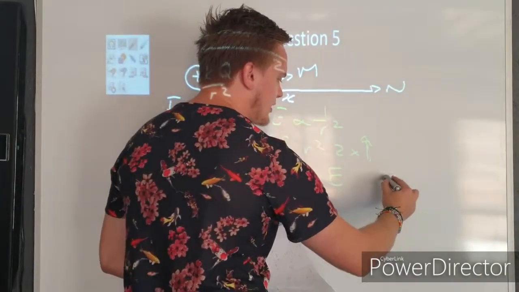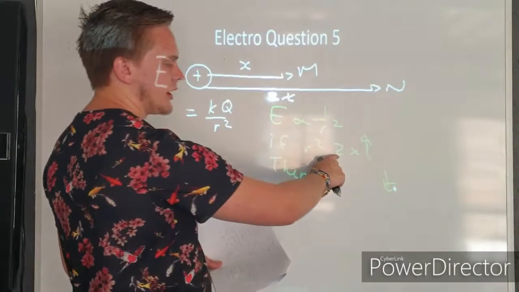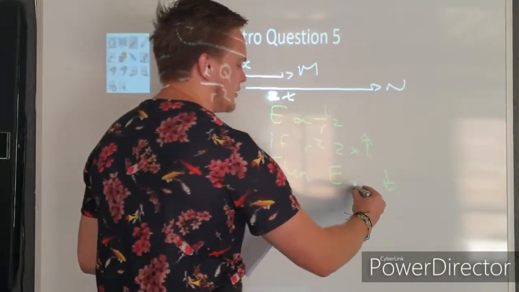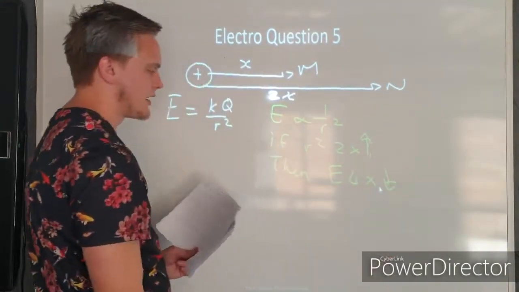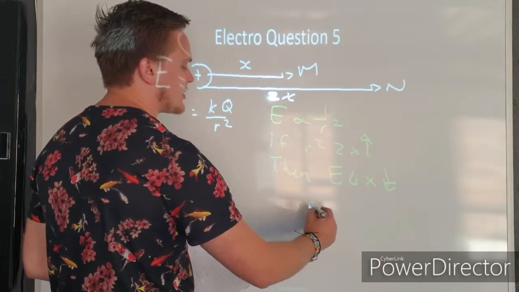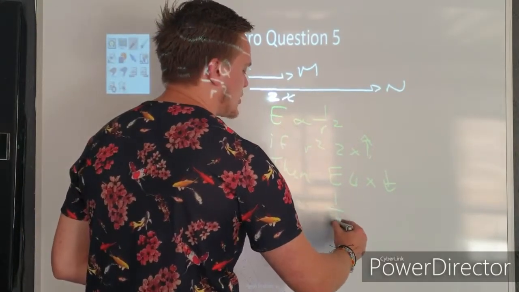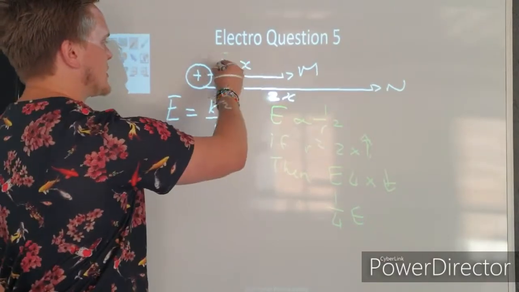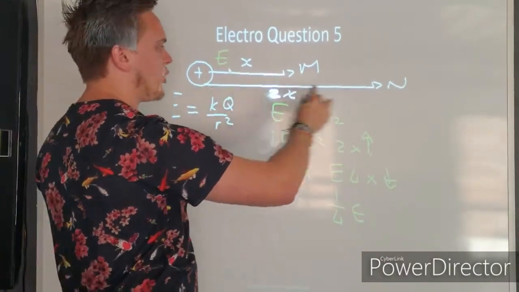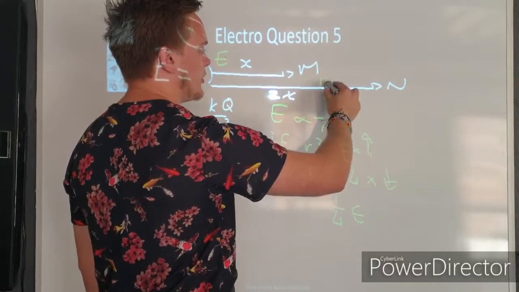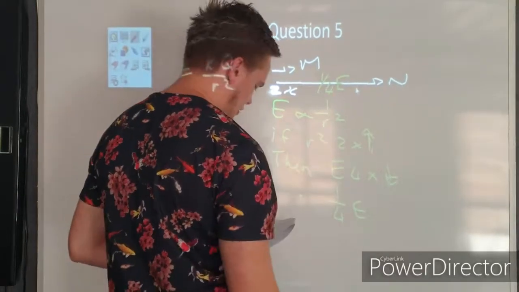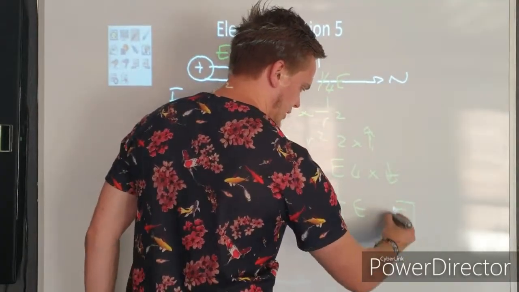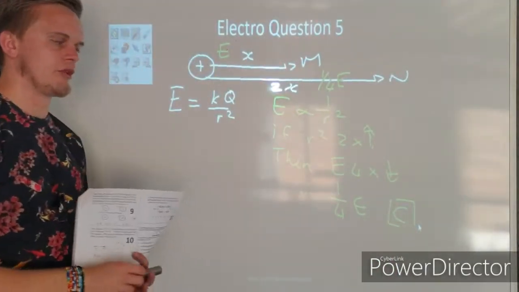It will decrease, but by how much? Not by 2, remember, 2 squared, so 4 times. That means E will change to a quarter of the original E that was there. So this was E, and for N it will be a quarter of E. So your correct option again is C.